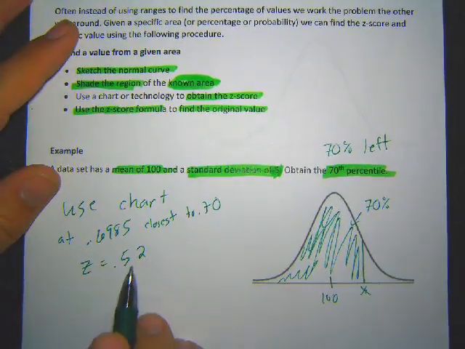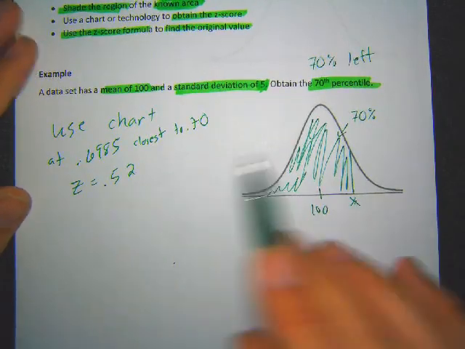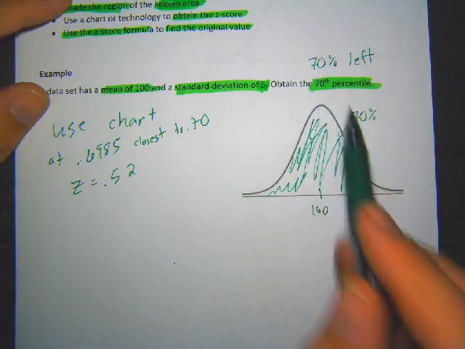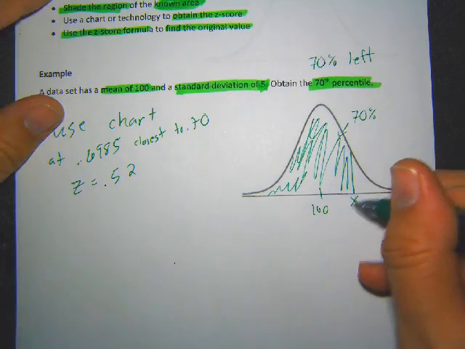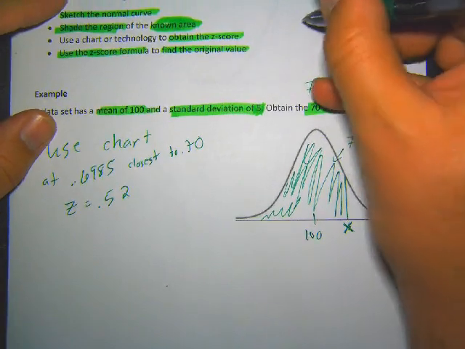Okay, so now that we have the z-score, we're not done, because they didn't ask for the z-score, it asked for the actual value. We want to find the 70th percentile. We want to find the number, this x value, that actually marks off 70%. So we're going to go back and we're going to have to use the z-score formula.